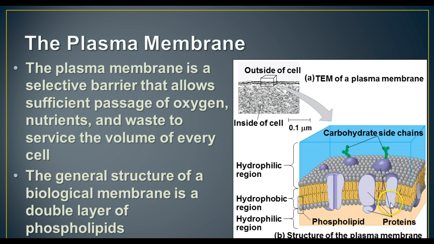We have various kinds of membrane proteins here, integral proteins as well as transport proteins. A lot of these are glycoproteins having carbohydrate side chains and so forth. You can see in a transmission electron micrograph the double layer of the plasma membrane.